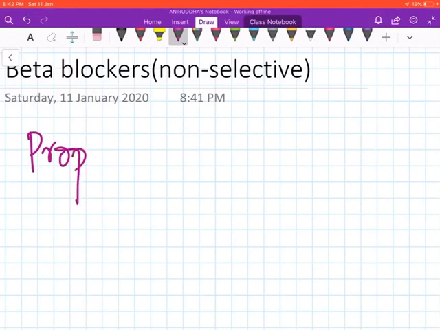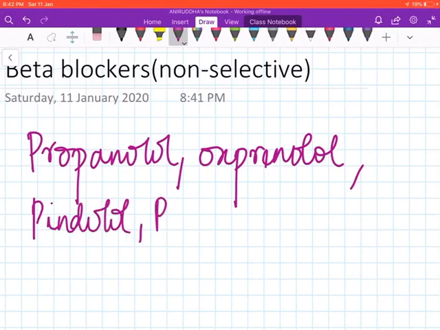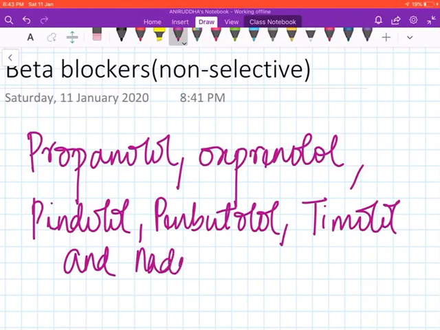The most famous of them all, propranolol. The most ignored, oxprenolol, pindolol, penbutolol, around about there. Then there is timolol and nadolol.